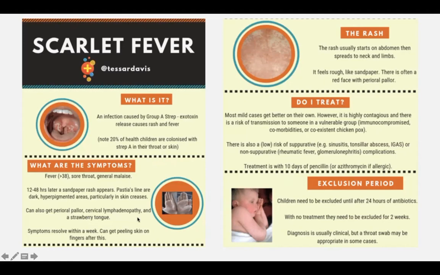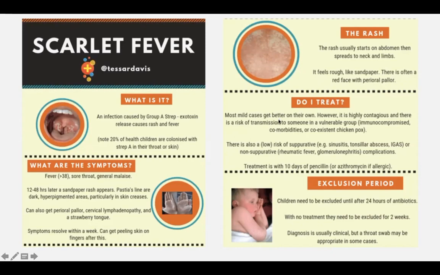And then we have cervical lymphadenopathy and strawberry tongue. Do not forget, symptoms resolve within a week. You can get peeling skin on the fingers after this. Perfect. The rash usually starts on the abdomen and spreads to the neck and limbs. It feels rough, like a sandpaper-like rash. In scarlet fever there is often a red face with perioral pallor.